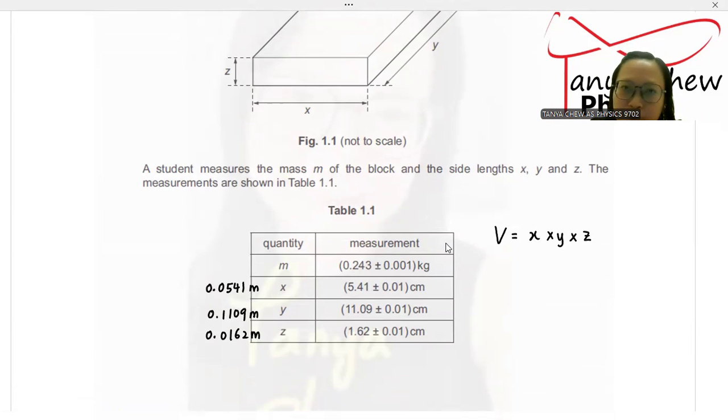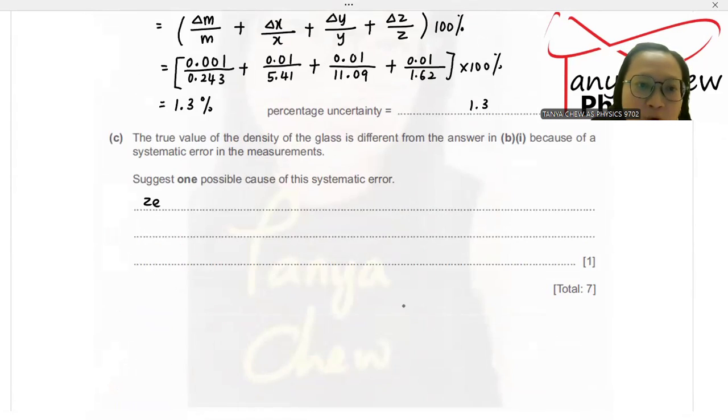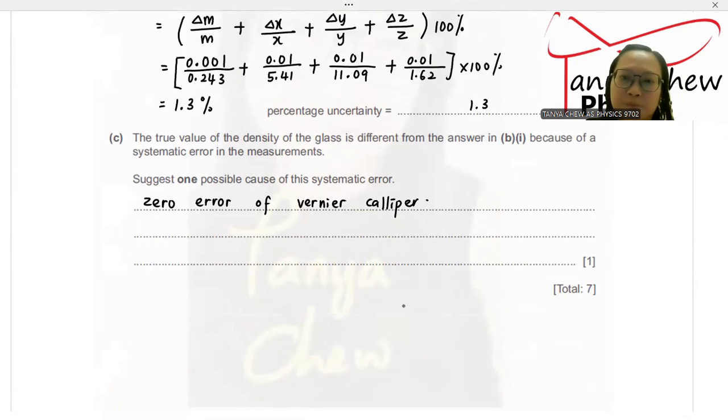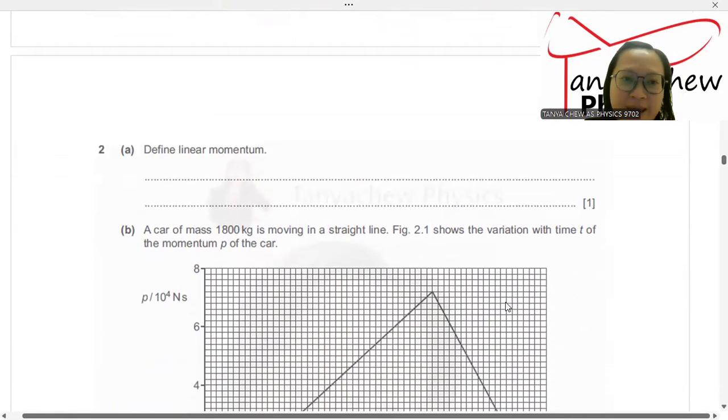But you can also use vernier caliper to measure Y, to measure X, and to measure Z, right? So I would say the easiest one, zero error. Systematic error is related to the system. It is related to the apparatus. So I would say zero error of vernier calipers. Done.